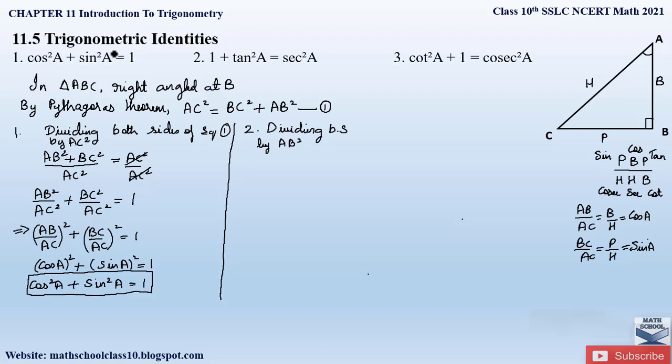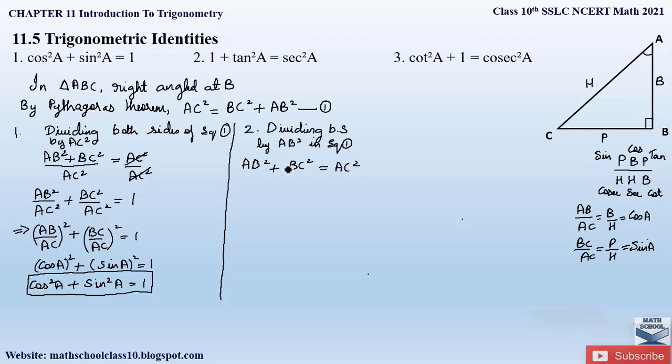Okay, so to prove the first identity, we divided by our hypotenuse, that is AC square. Now to prove the second identity, we are dividing by base, that is the AB square, and to prove the third identity, we will divide by the perpendicular, that will be BC square. Okay, so let us again divide this equation 1. So our equation is given as AC square is equal to BC square plus AB square, which can also be rewritten as AB square plus BC square is equal to AC square.